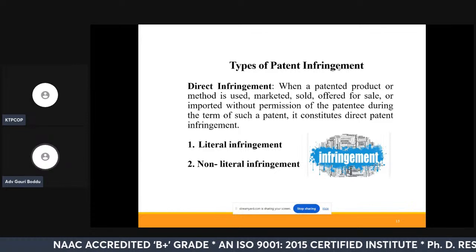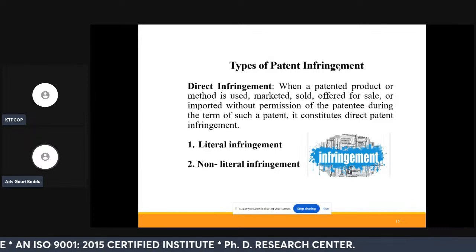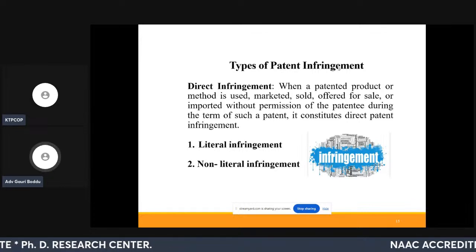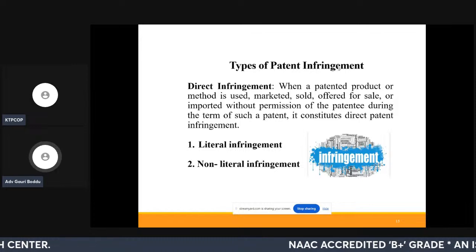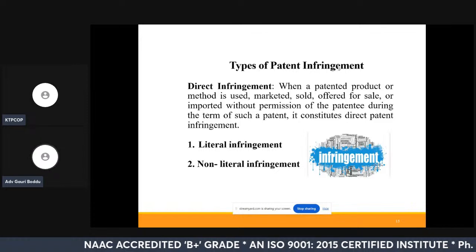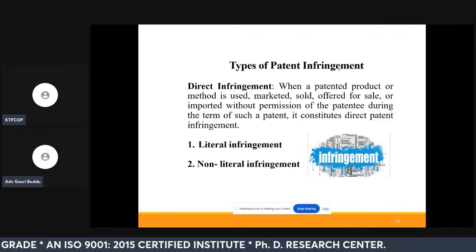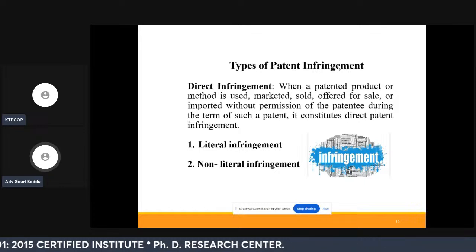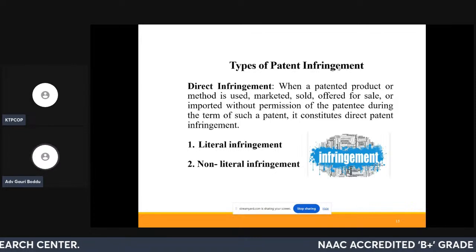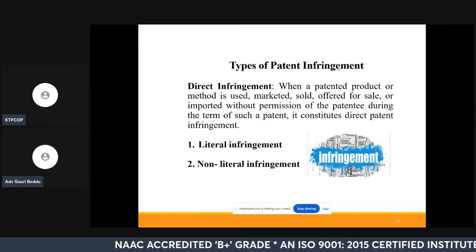Now, what is literal infringement? As the word literal signifies, literal infringement is the type of direct patent infringement where every component of the patent specification is taken to constitute the infringing product or process. In other words, all the claims in the patent specification match the features of the infringing product or process. Literal means exactly the same, but there are one or two components missing. That is literal infringement. We will see the examples in the other slides.